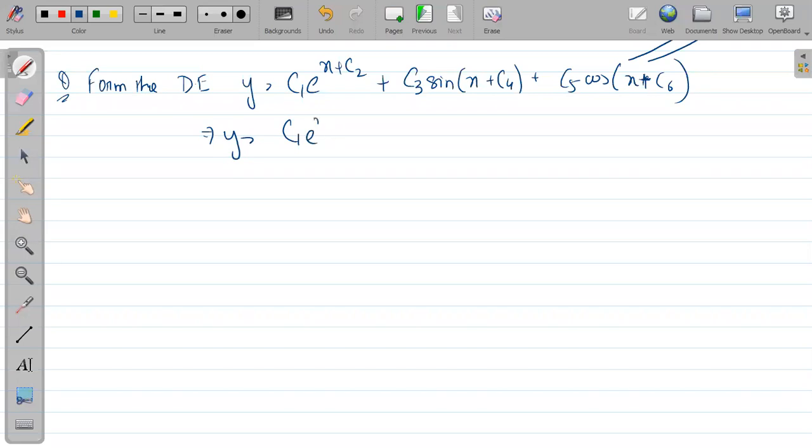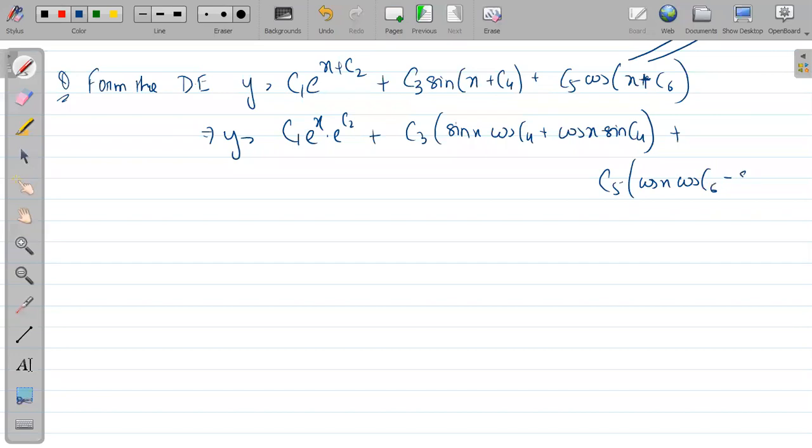C1 into e to the power C2. E to the power C2 is also a constant quantity. So C1 into e to the power C2 is a constant quantity. What is the requirement of taking this to C3? ऐसे करने का बोला था मैंने. Sin x cos C4 plus cos x sin C4. C4 is a constant quantity. So cos C4 and sin C4 are also constant, whatever it is. Cos x cos C6 minus sin x sin C6. Correct? So if I simplify, what I am getting, एक बार देखते हैं इसको.